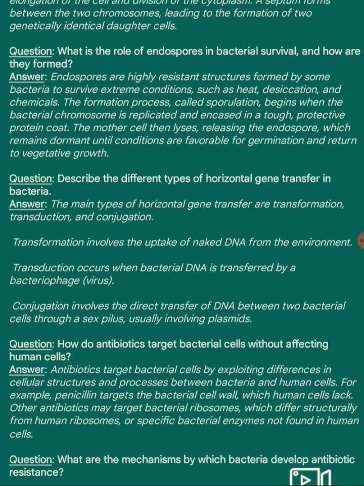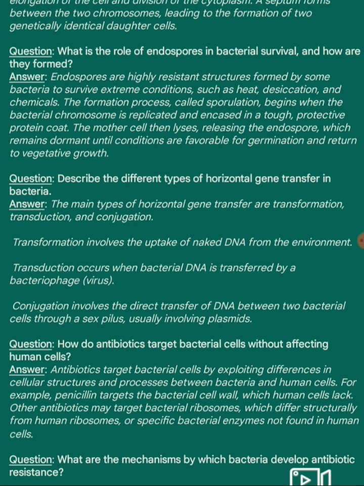protein coat. The mother cell then lyses, releasing the endospore, which remains dormant until conditions are favorable for germination and return to vegetative growth. Next question. Describe the different types of horizontal gene transfer in bacteria. Answer. The main types of horizontal gene transfer are transformation, transduction, and conjugation.